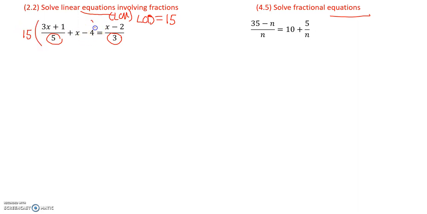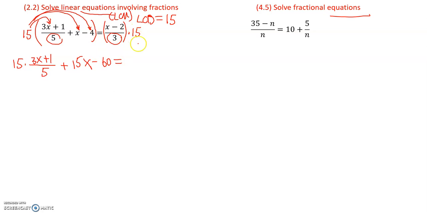So multiply the left-hand side by 15. Also, we multiply the right-hand side by 15. Now, on the left-hand side, notice that we have 1, 2, 3 terms. We need to distribute 15 to each of them. That gives us 15 times (3x plus 1) divided by 5, plus 15 times x, minus 15 times 4, which gives us 60. On the right-hand side, we have (x minus 2) over 3 times 15. We're going to put 15 in the form of a fraction, 15 over 1.